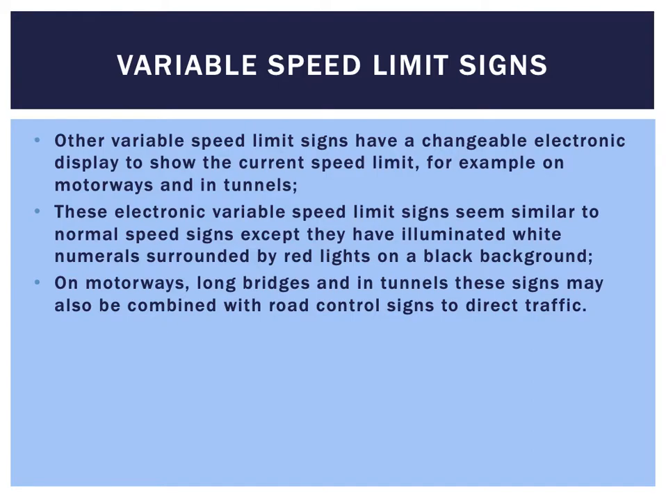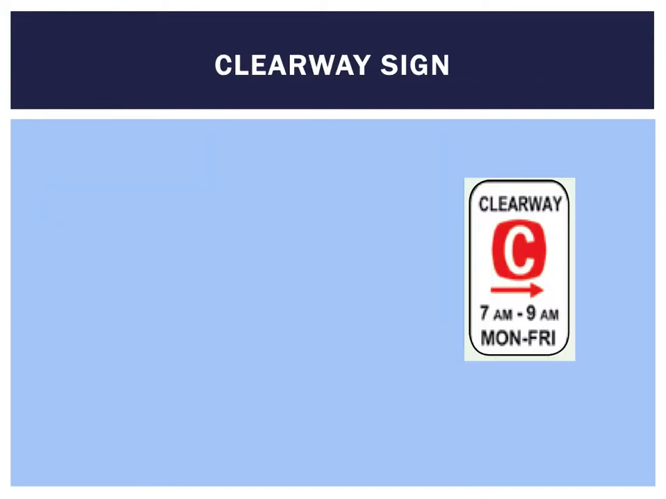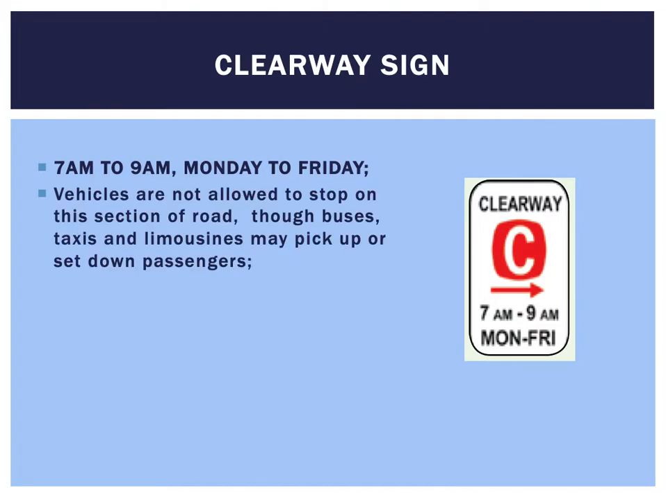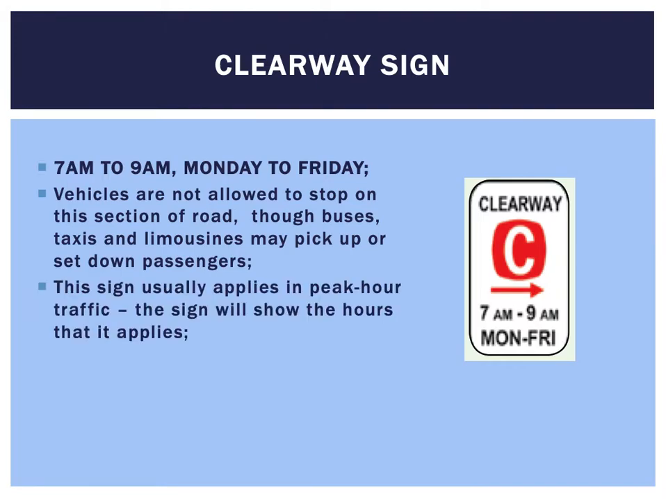On motorways, long bridges and in tunnels, these signs may also be combined with road control signs to direct traffic. CLEARWAY sign. The CLEARWAY sign on the right shows a 7 a.m. to 9 a.m. Monday to Friday. Vehicles are not allowed to stop on this section of road, though buses, taxis and limousines may pick up or set down passengers. This sign usually applies in peak hour traffic. The sign will show the hours that it applies.